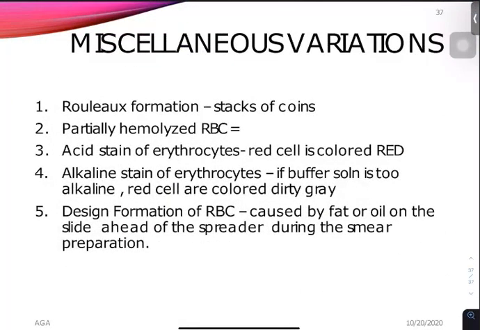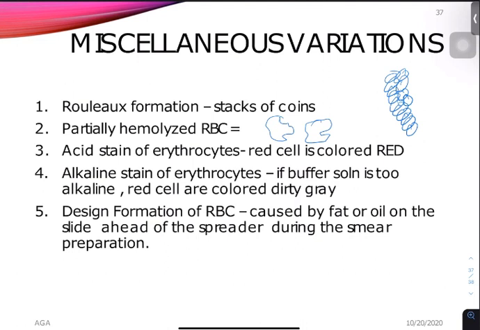Okay, miscellaneous: additional variations of your cells. The rouleau formation, or the stacking of coins. Your RBCs just stick together and look like stacked coins. Then partially hemolyzed RBC, which looks slightly opened up, usually bigger. Schistocyte is a product of hemolysis. So a partially hemolyzed cell looks like a schistocyte but is bigger.